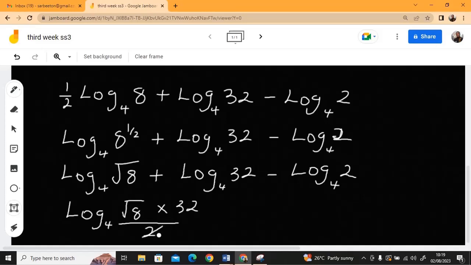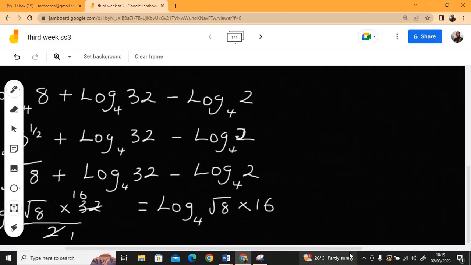So 2 here is 1, and 2 in 32 is 16. So I have log base 4 of root 8 times 16. Don't worry about this root, we're still going to look at surds in our next class. But let's just look at this. 16 times root 8 gives me 16 root 8. That is log base 4 of 16 root 8.